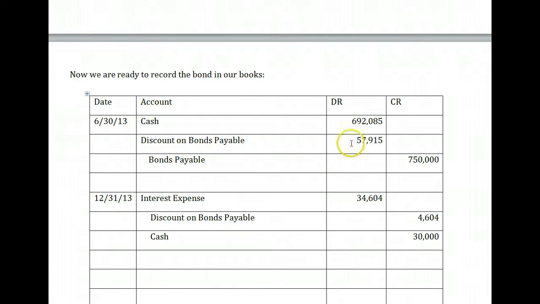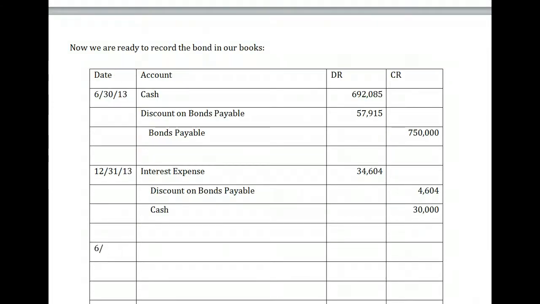Also, remember the discount started at a debit balance of $57,915. Remember that balance has to eventually be zero. Well, what's the only way you can get that to go to zero? Well, you have a debit balance. The only way to get it to zero is through crediting the discount account. So you should do the opposite here.